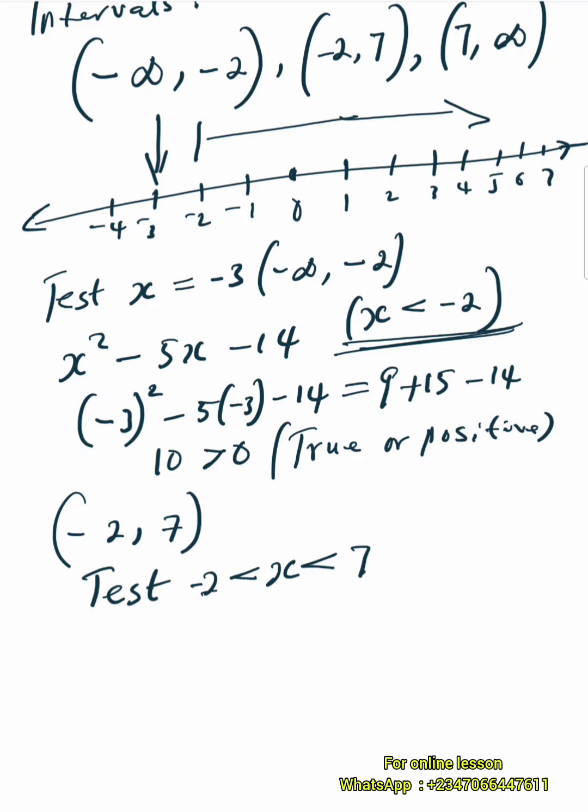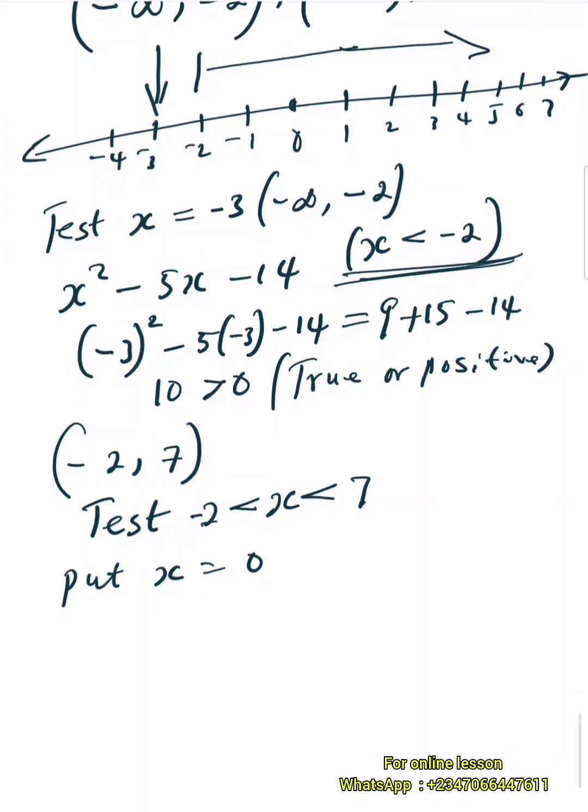You can choose any value. You can take -1, can take 1, can take 5. Now let us put x equal to 0 and test it. Put it into the expression. We have 0 all squared minus 5 into 0 minus 14. So this is 0 minus 14, and this will give us minus 14.